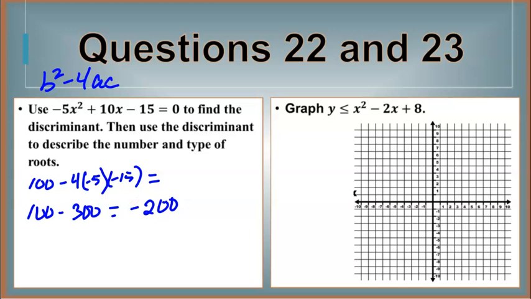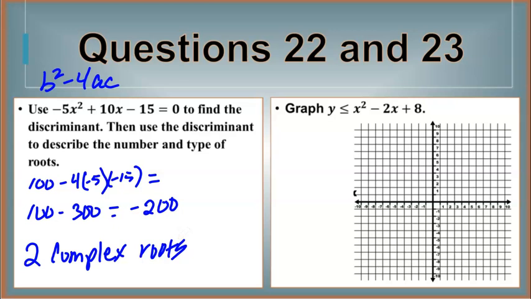Now, since my discriminant is negative, I can't find the square root, like in the quadratic formula. I can't find the square root of a negative number. Therefore, there are no real solutions, but I do have two imaginary solutions, so I would have two complex roots or solutions. Now, if it was a positive number and a perfect square, then I would have two real rational roots. If it was a positive number that's not a perfect square, then it would be two real irrational numbers. If the discriminant was 0, then I would have one real rational root.